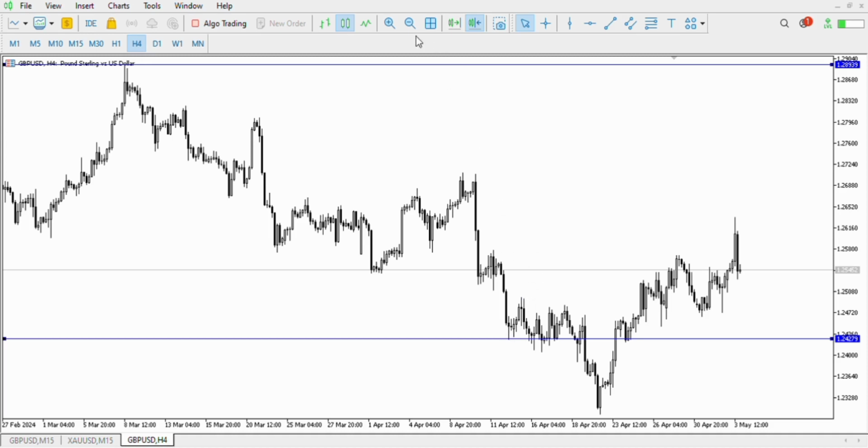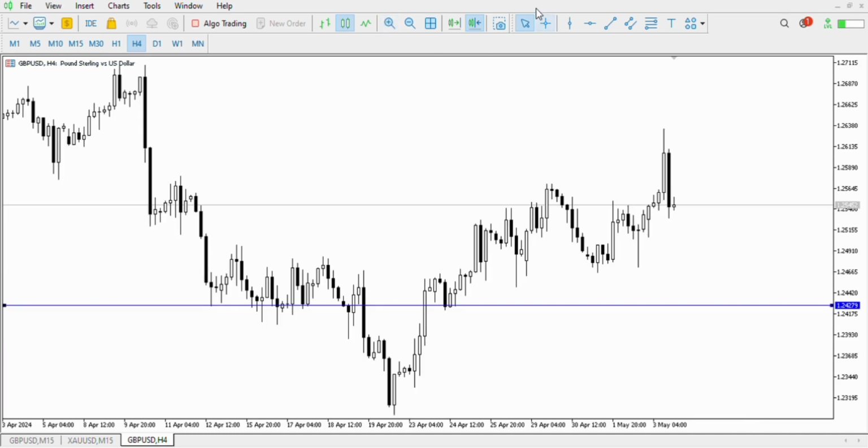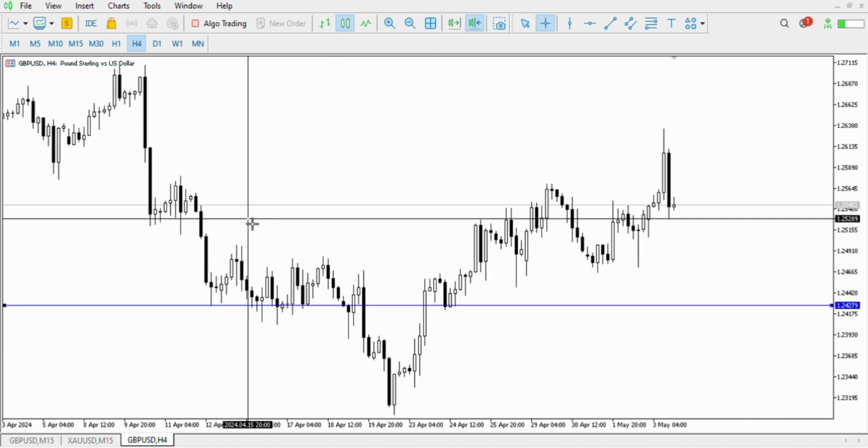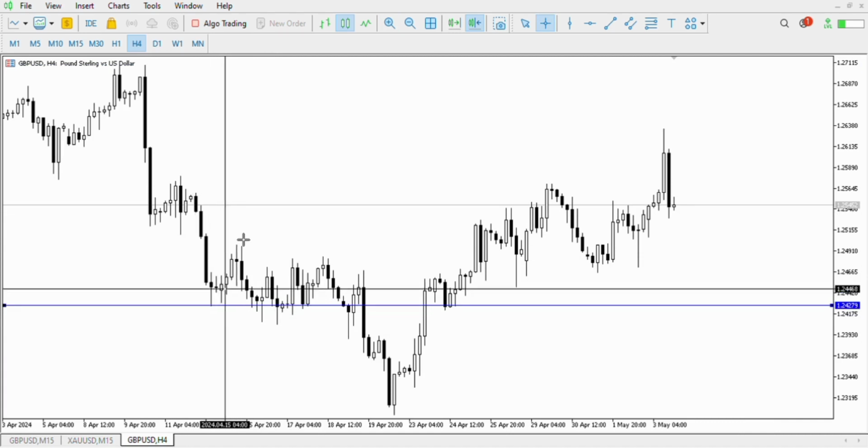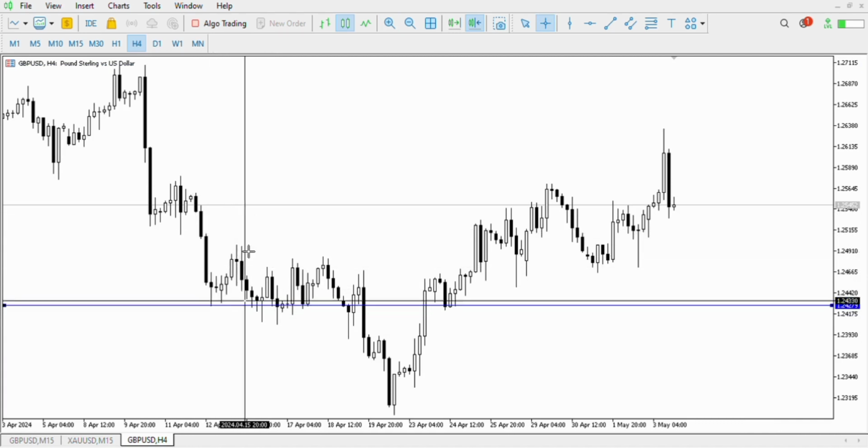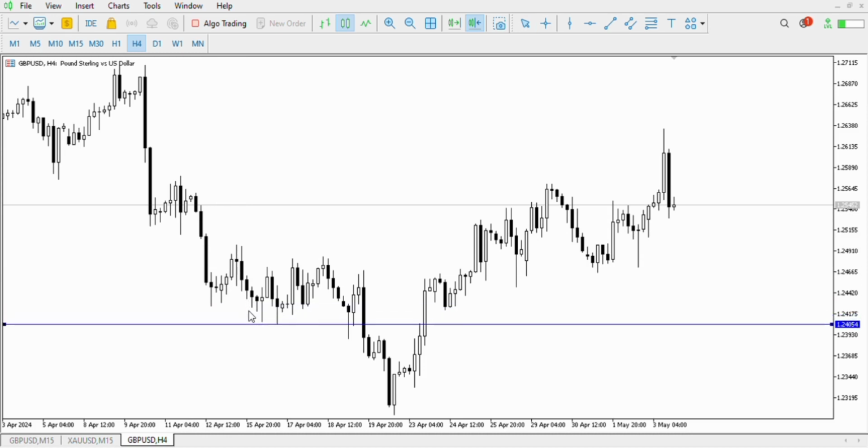So let me zoom in at this point because I want you to understand this clearly. So we had this pullback, right? Then price traded lower. This pullback did not take any high, so it's not yet a valid lower high. So price traded all the way down right here. Then we had another pullback, price traded lower again, as you can see.